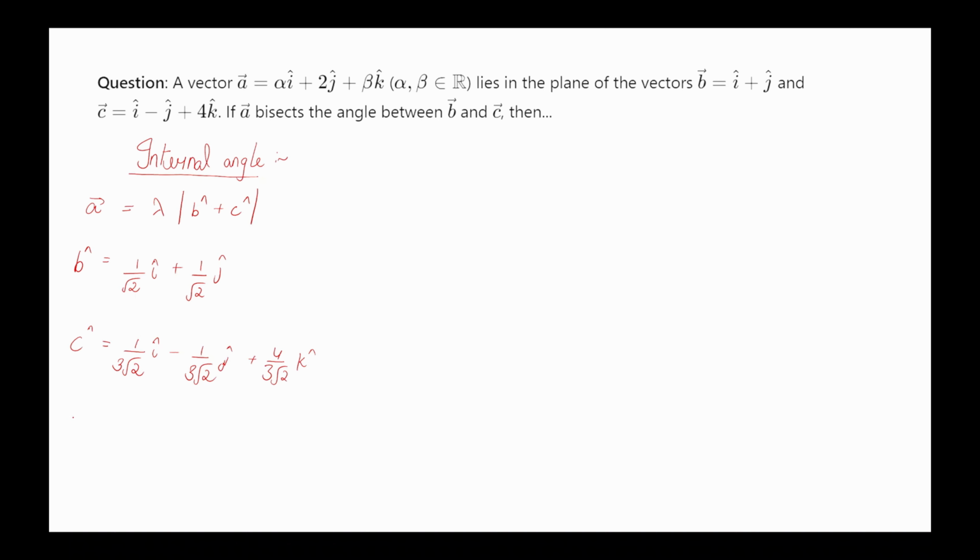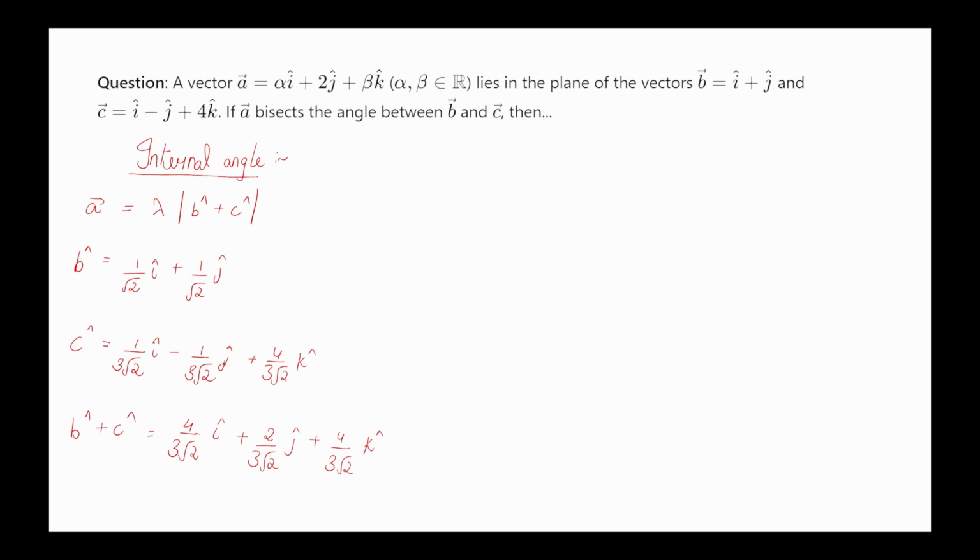So now let me find out my B cap plus C cap. What is it going to be? If I add these two, I would get 4 by 3 root 2 I cap. And here I would have 3 minus 1, which gives me 2. So this would be plus 2 by 3 root 2 J cap. And I would have a plus 4 by 3 root 2 K cap. Now I found out my B cap plus C cap.